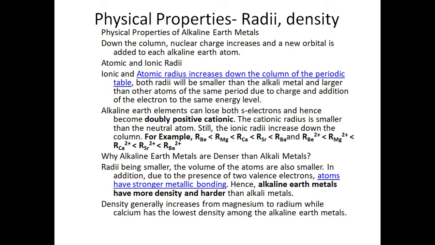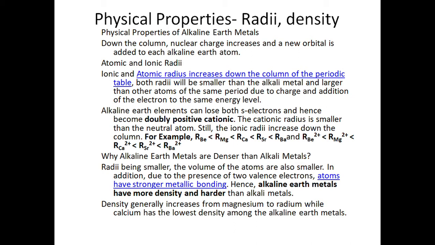First, we see that down the column nuclear charge increases and a new orbital is added to each alkaline earth atom. Ionic and atomic radii increase down the column of the periodic table. Both radii will be smaller than the alkali metal and larger than other atoms of the same period due to charge and addition of the electron to the same energy level.